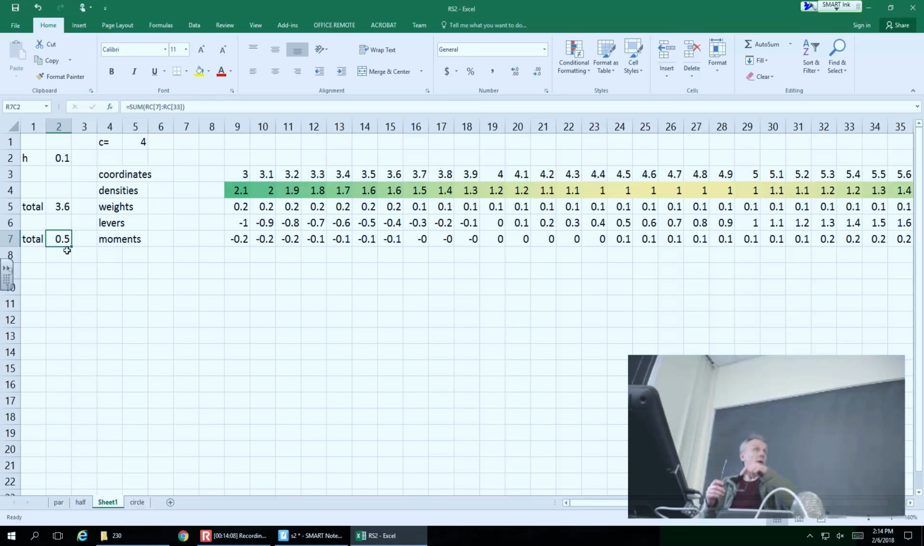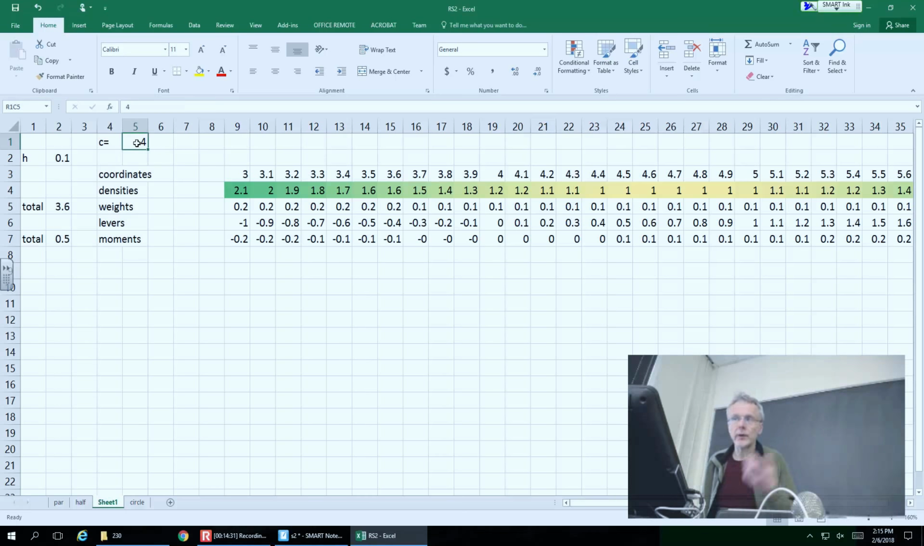Which way is it going to tip? To the right, yeah. It's going to tip to the right because the positives beat the negative, so it will be pointing up, tipping to the right, so to the positive. So okay, what do we do? What do I do then?